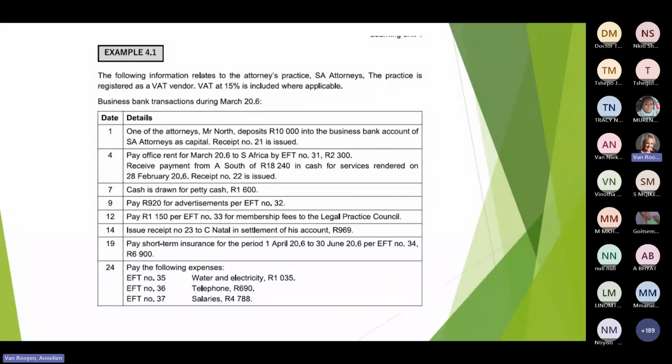Good, you're doing well. On the 9th, we pay advertisements of 920. Is it coming in or going out? Out. What side of the bank account? Credit. Good. And which journal are we using? Yes, cash payments journal.